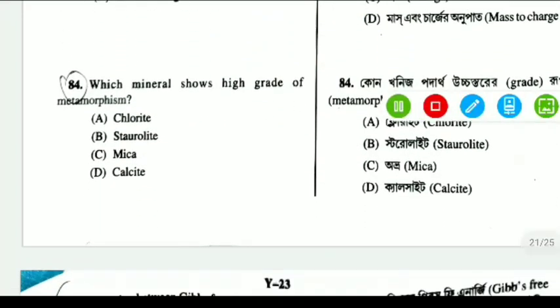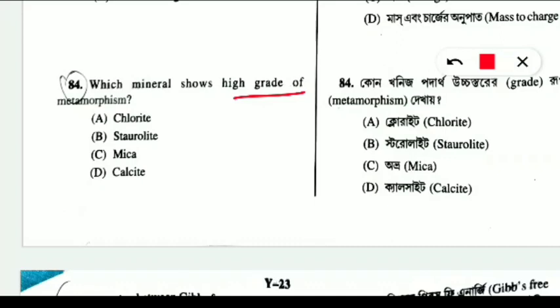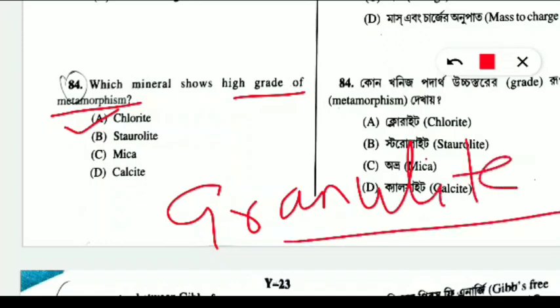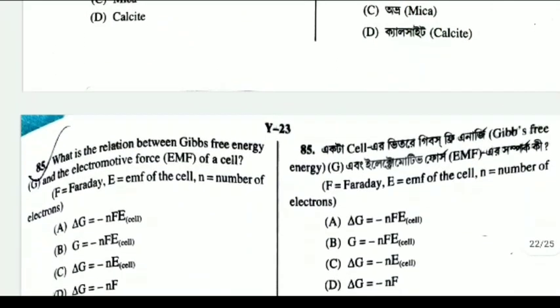Question 84. Which mineral shows a high grade of metamorphism? Metamorphism, it is not an animal. How does it metamorphose? So it is geological metamorphism. Which mineral shows a high grade of metamorphism? Here it will be option number A, chlorite. Actually, what you should note down is that it will be granulite. Granulite shows the highest grade of metamorphism. But in these four options, chlorite will be correct. Let's move to question 85.